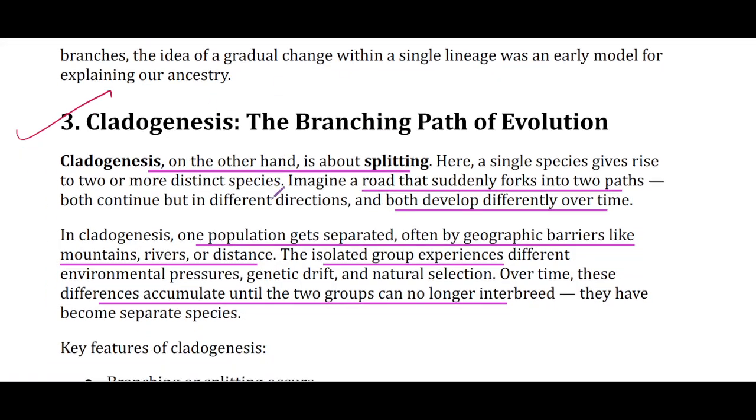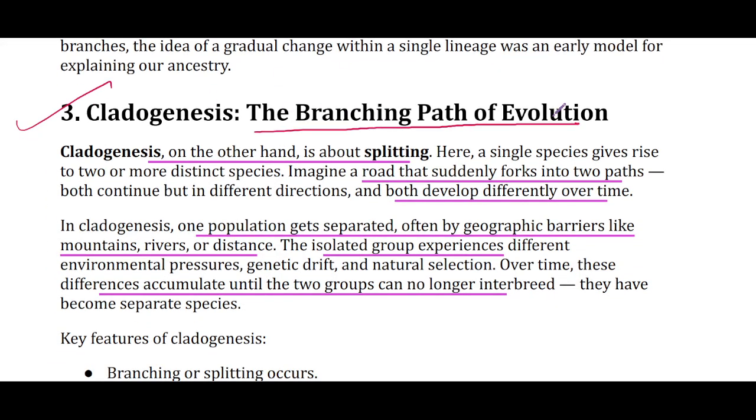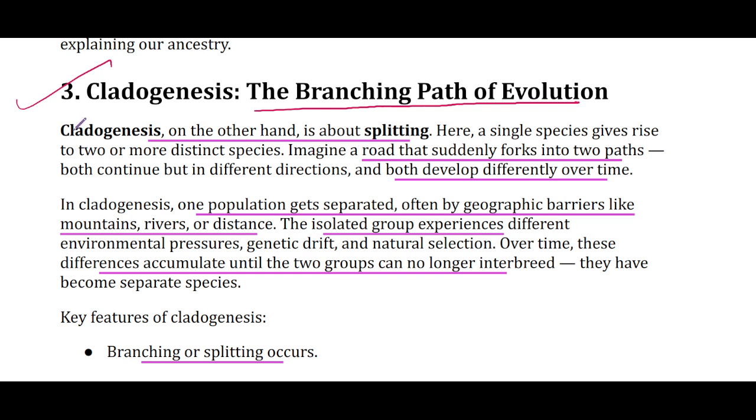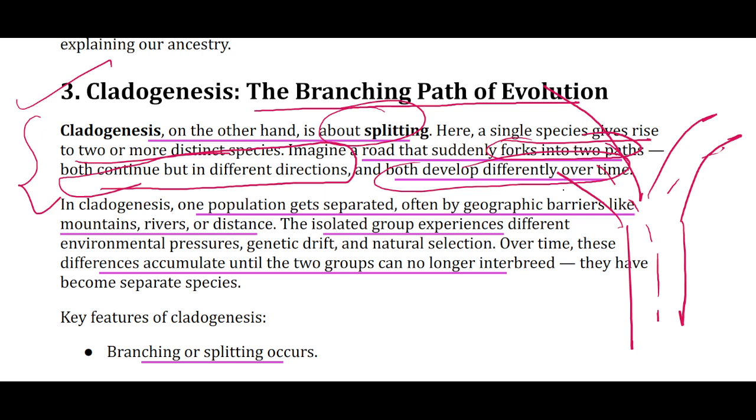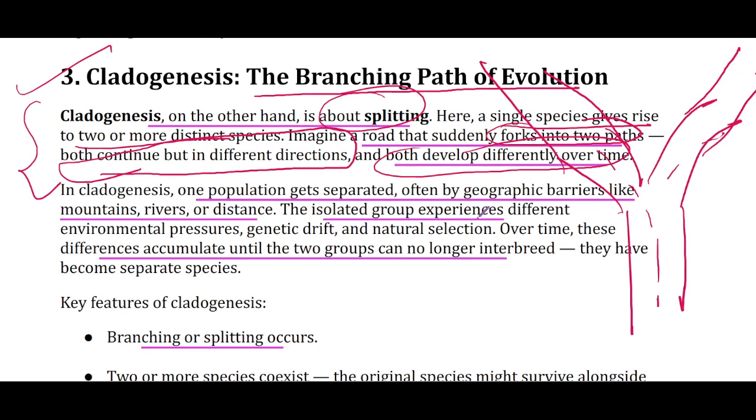Now let's talk about cladogenesis. So this is a branching event, a branching prototype. So cladogenesis, on the other hand, is about splitting. So here a single species gives rise to two or more distinct species. So imagine a road that suddenly forks into two parts. This road forks into two parts, and both roads continue but in different directions, and both develop differently over time. And gradually this becomes a parallel or branching event going forward.